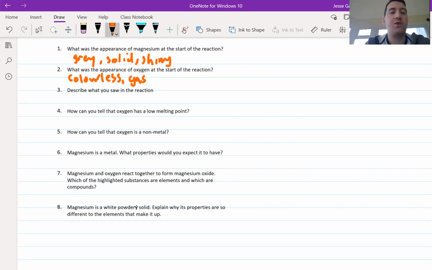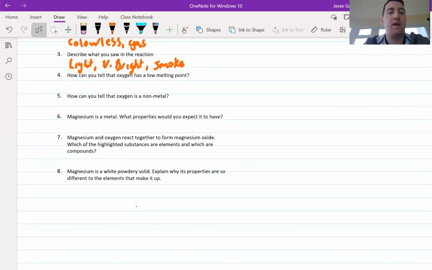Describe what you saw in the reaction. So things you should be talking about: heat. Well, you can't really see heat, sorry, so it shouldn't really be described. We saw light, and it wasn't just light, it was very bright light. We saw some smoke, which suggests heat, but we can't see heat, so we're just looking at smoke. So we saw light, smoke, and very bright light.